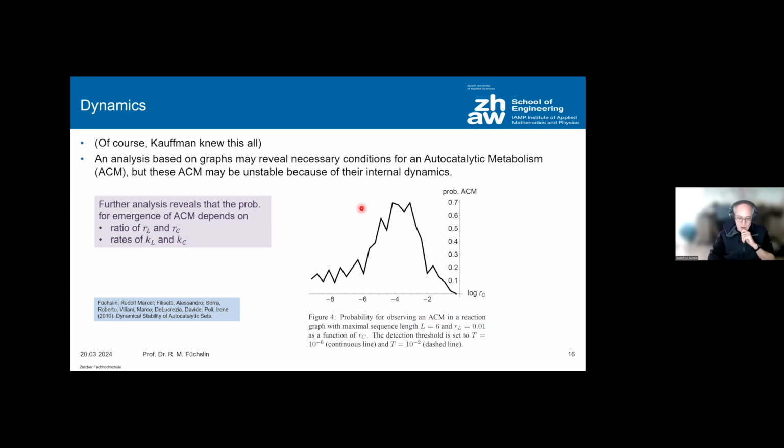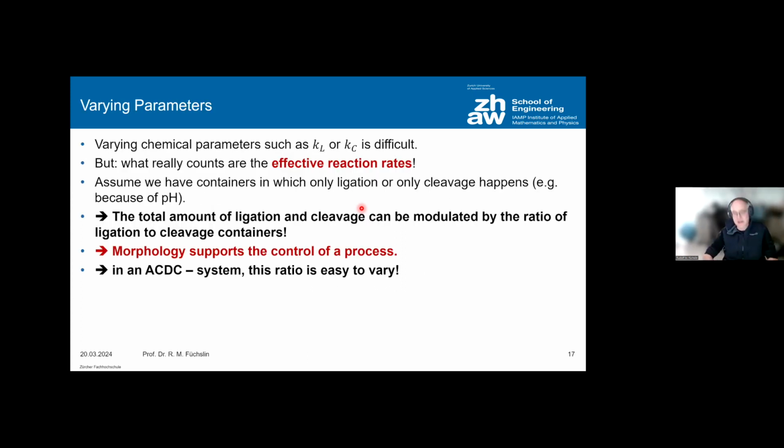And then I started to analyze the dynamics of these systems, and then I came to the conclusion, which was something Stuart Kauffman did not yet know, that whether or not you have a high probability for an autocatalytic network to emerge depends critically on the kinetic reaction rates, or, which is more or less the same, the probabilities for being catalytically active. And particularly, kinetic reaction rates are difficult to influence.